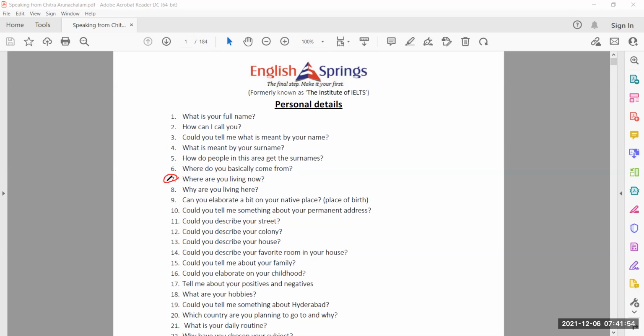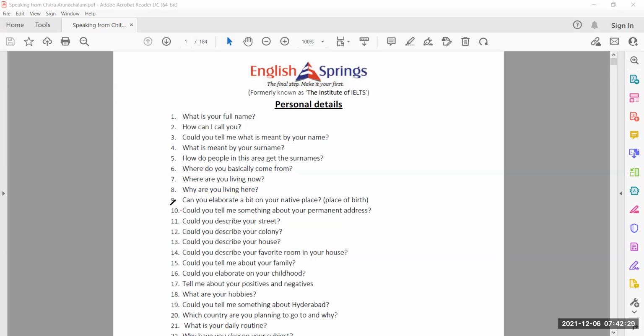Moving on to the next question. Where are you living now? It's a very simple question. So where do you actually live right now? You're supposed to say, for example, I am living in so and so. That will do. The eighth one: why are you living here? Why means you're supposed to state the reason. Is it because your parents settled here, or because you want to pursue higher studies or a job? Make sure that you mention it very clearly.